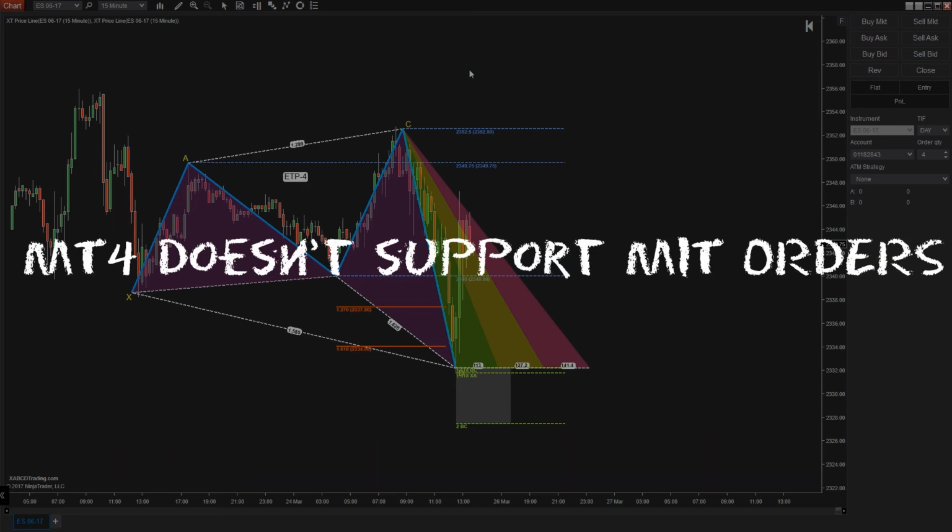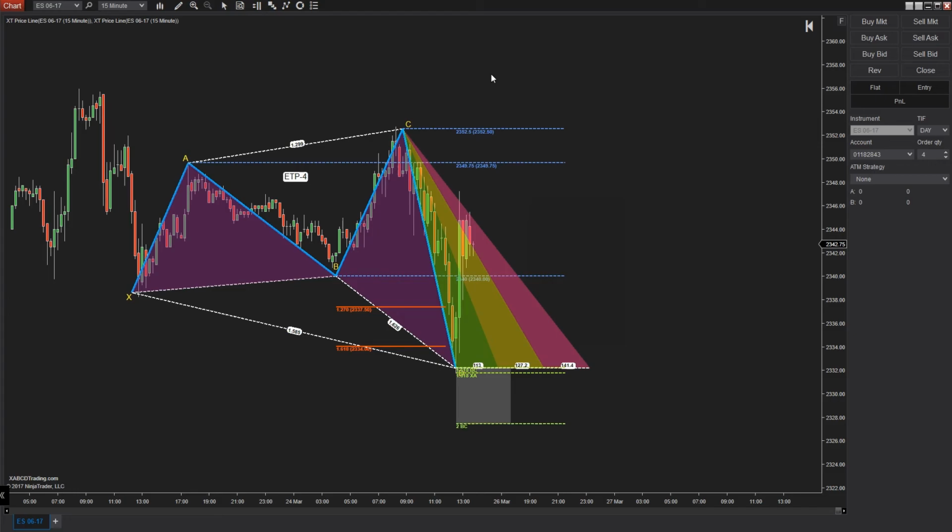For those of you who know the deep levels of MT4 and the innards of how they work, you probably know why.